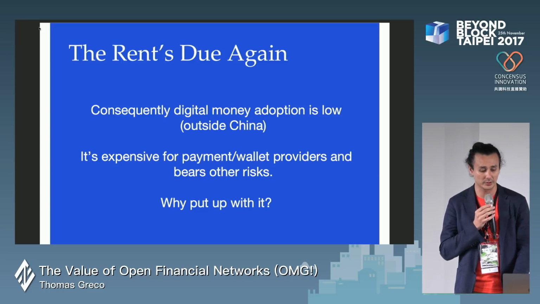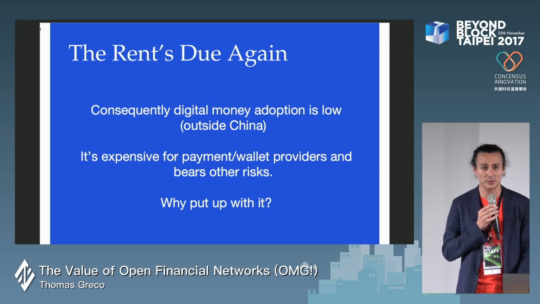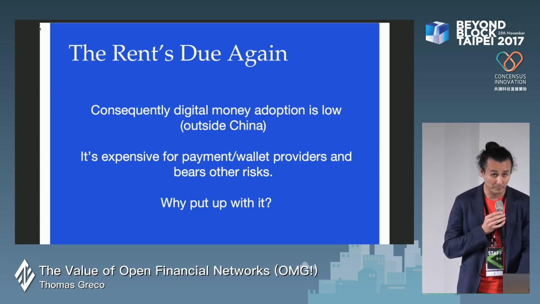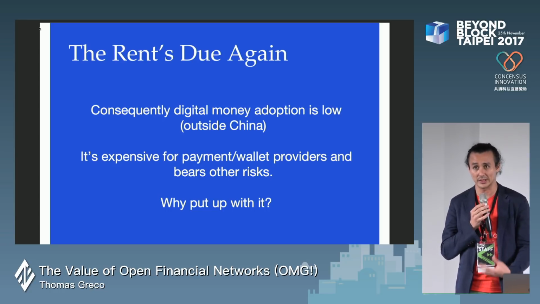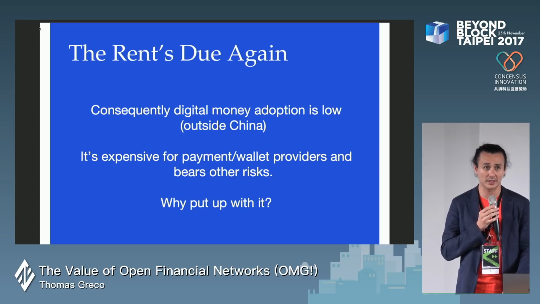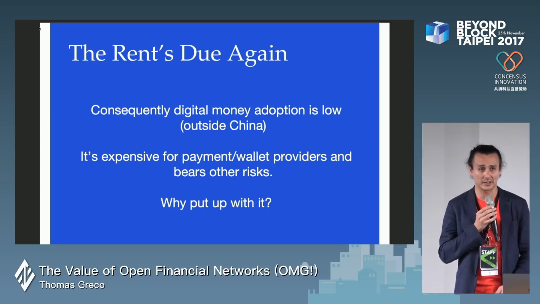I won't go into that just now, but we can see that obviously it can work very well if there is the will of some sort to make things like Alipay and WeChat Pay extremely dominant. Meanwhile, for the rest of the world, it is quite expensive for payment wallet providers to adopt these systems and to really get them into full use. And then it also bears other risks, which are more like banking compliance related.